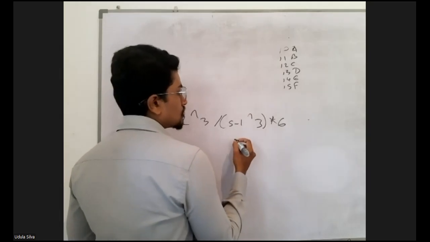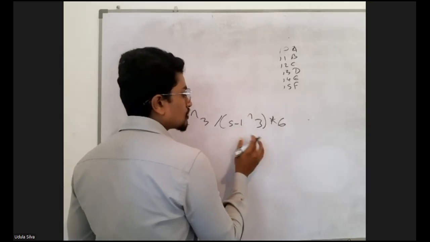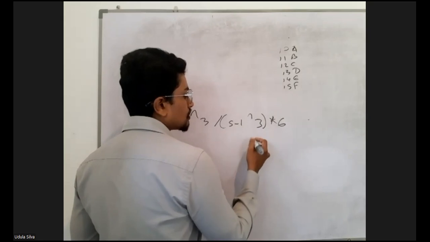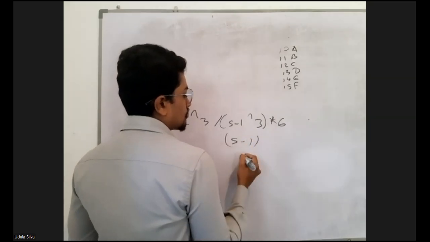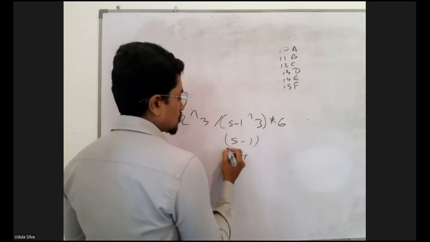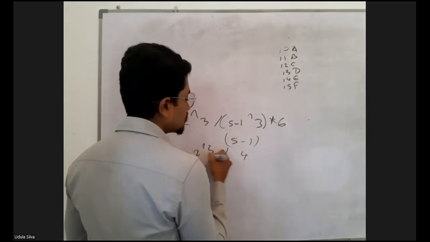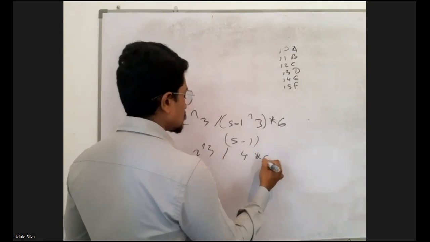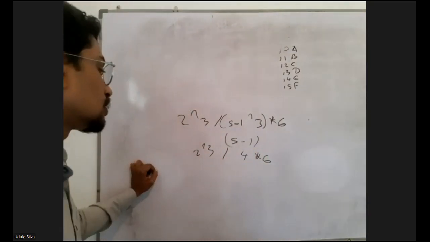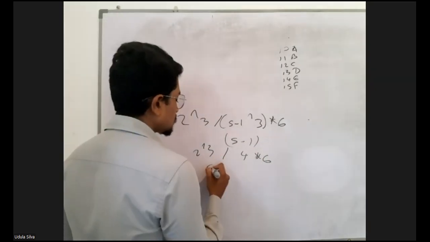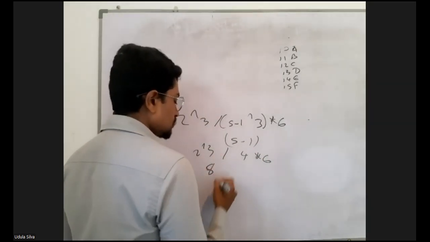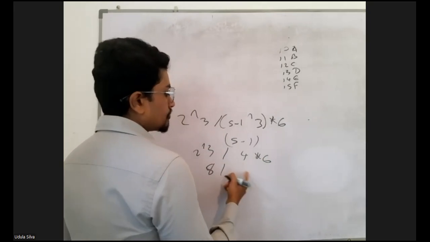Brackets first, and the power first: 1 to the power 3 is what? It is 1. Right? So 5 minus 1 here. What is the answer? 4. Then 2 to the power 3 divided by 4 into 6. Then do the power. 2 to the power 3 is 8. So 8 divided by 4 into 6.